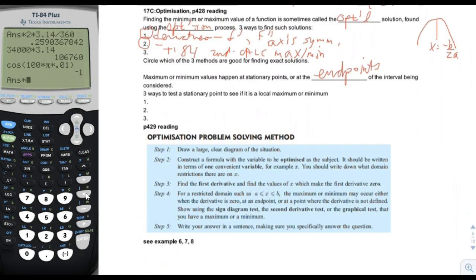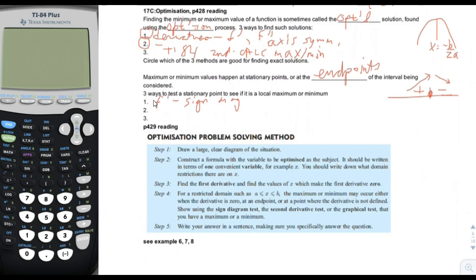There are 3 ways to test a stationary point to see if it is a local maximum or minimum. One of the ways, if you only want to take the first derivative, is to make a sign diagram. Let's say that you found a stationary point there, and the sign diagram goes plus and then minus. Then you know that this is a maximum, because you can see that it goes up here and it goes down here, so of course it's a maximum, right? So you could use the first derivative only and the sign diagram.